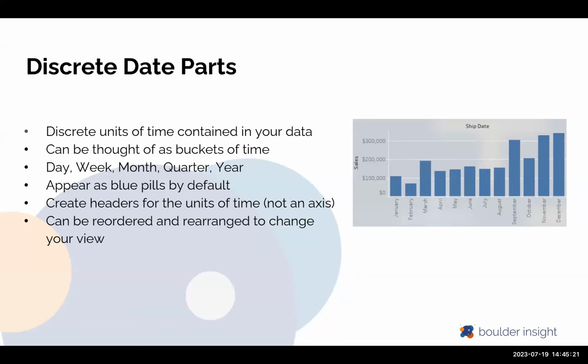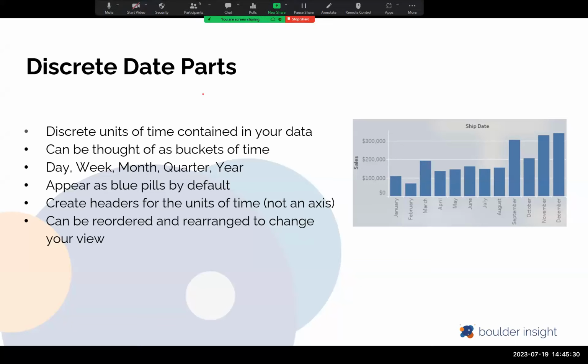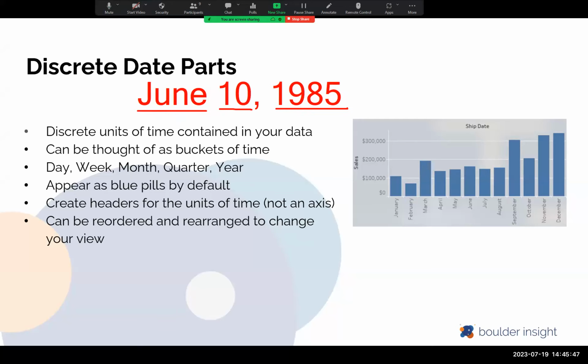When we talk about discrete date parts, we're talking about those individual units of time. For example, if I were to choose a date, like say June 10th, 1985, we've got the month piece, the day piece, and the year piece. That's what we mean by date parts: the individual units of time that make up that particular date.